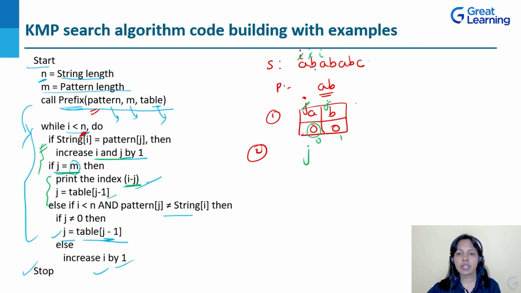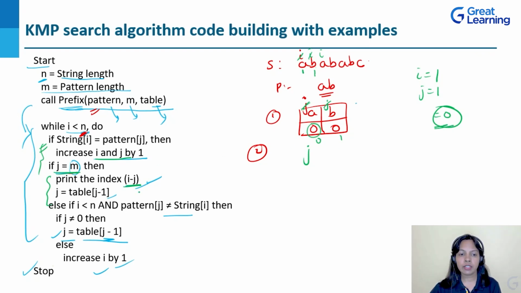And the index will be I minus j. I was pointing at this location, the increment happened later, so I was pointing here, that is at location 1, if I start from 0, 0 and 1. And j is currently pointing at 1. So 1 minus 1 is 0. So the starting index for the pattern that was found is the 0th index. That will be displayed as the output.